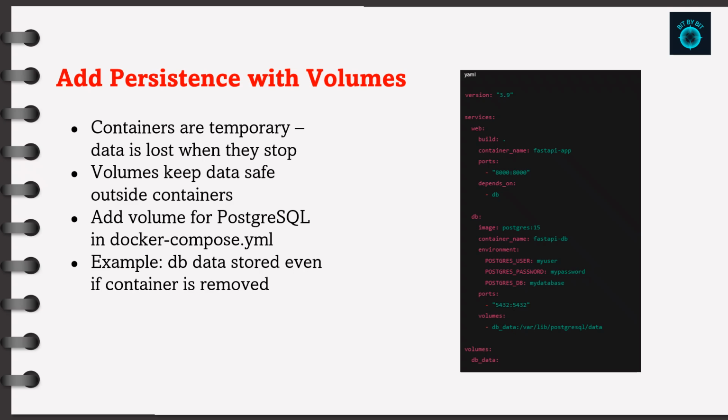The result is, even if the db container is removed or recreated, the actual database data is safe inside the volume. When you run docker compose up again, the database container will connect to the same stored data. This is how we make sure our database is persistent.